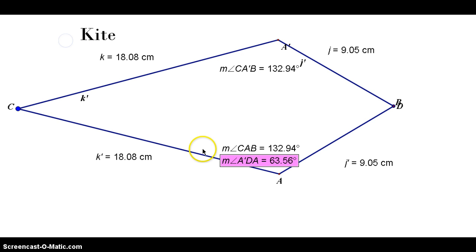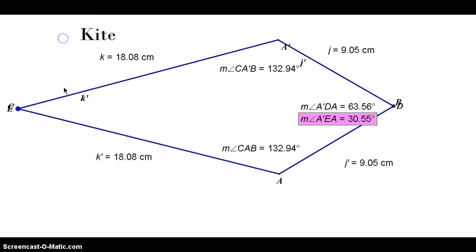Now, does that happen with the other one? So let's take a look. That angle there is 63.56. Let's do something over here. 30.55. So it looks like with the interior angles, only one pair of opposite interior angles are congruent. And which pair is it? That's the angle that's created by the non-congruent sides.